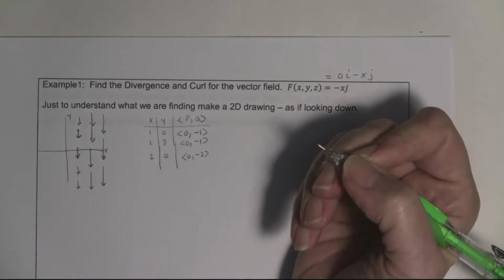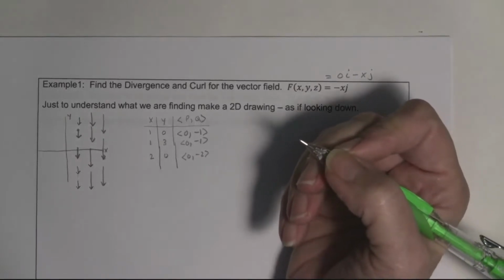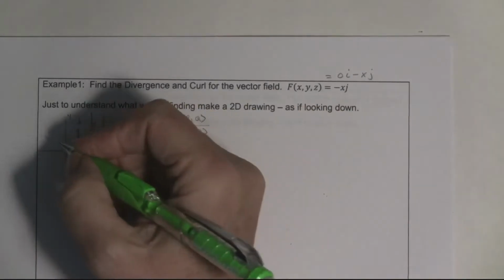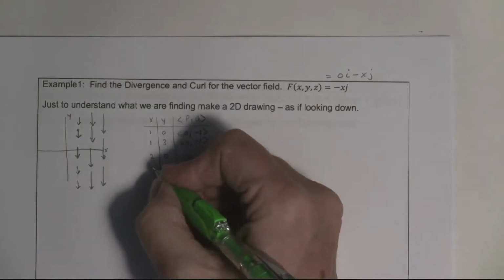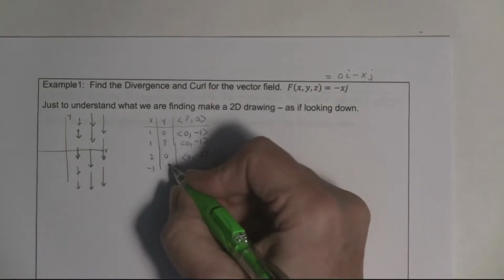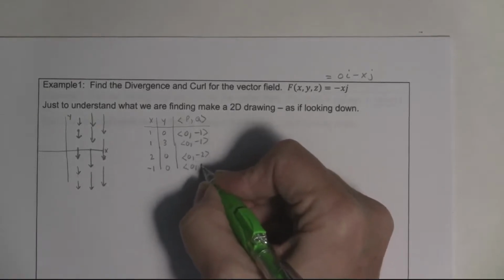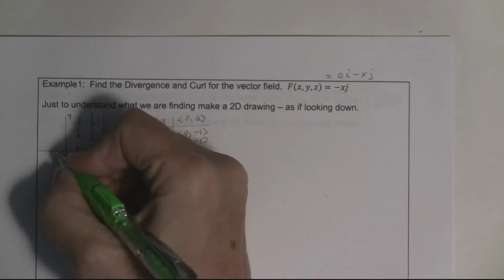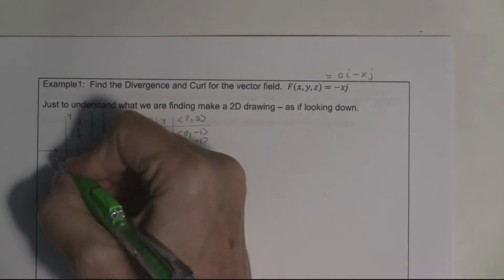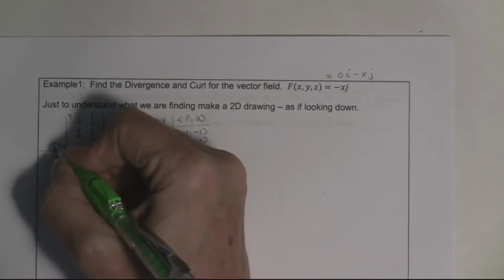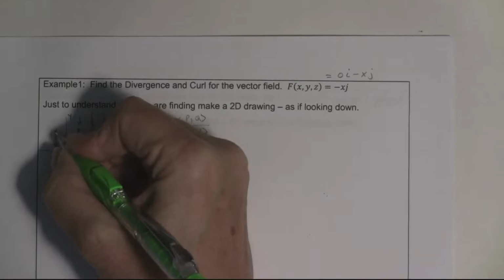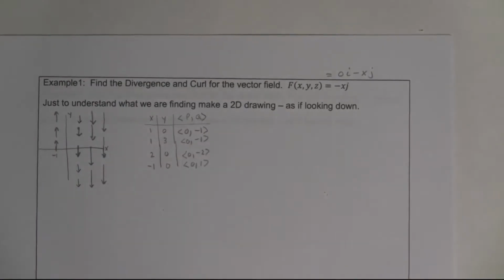And if you did negative 1, so just a brief drawing of this vector field, if you did negative 1 for x, it doesn't matter what y is, then we would be getting 0, 1, and we would be getting vectors in the y direction that were length 1 and pointing directly straight upward. So anyway, that's kind of the story on that.